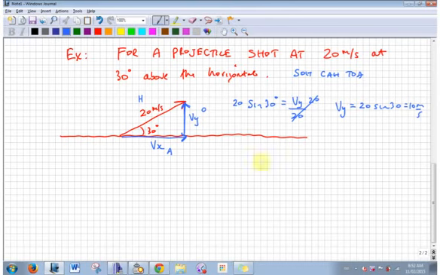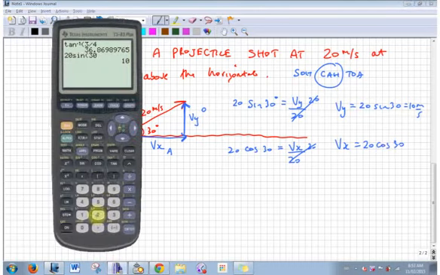Anyway, Vx, what do I do there? Well, I'm going to use A and H, that's cosine. Same procedure, multiply both sides by 20, and the x component of this velocity will be 20 cosine 30, not sine. Yeah, that one's root 3 over 2. That is 17.3 meters a second.